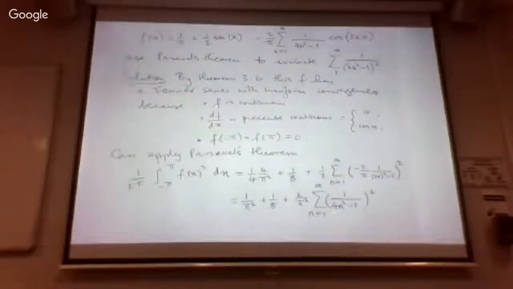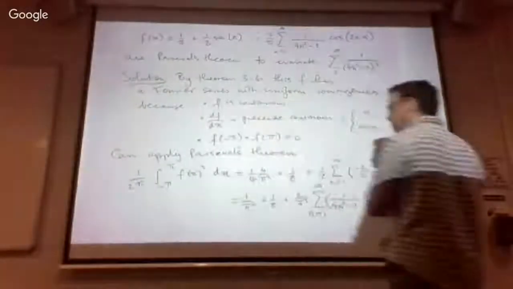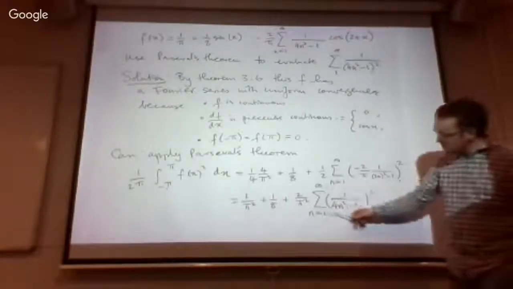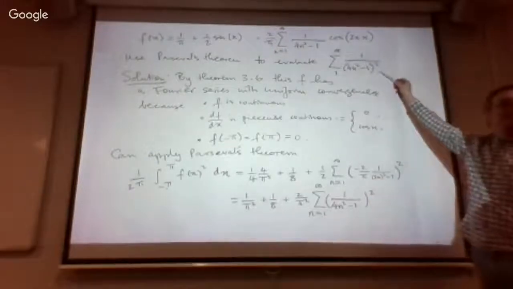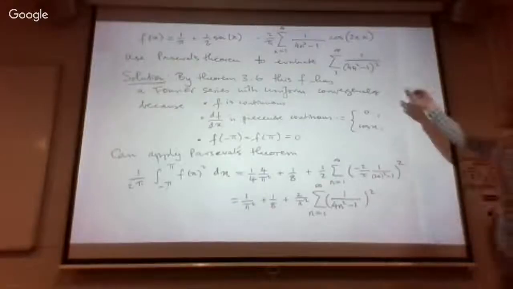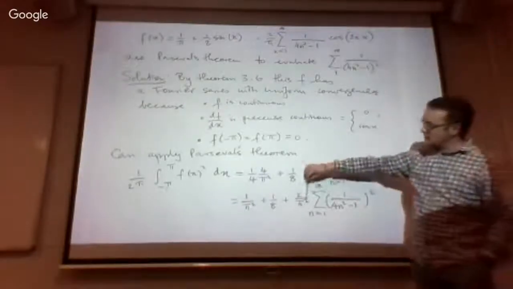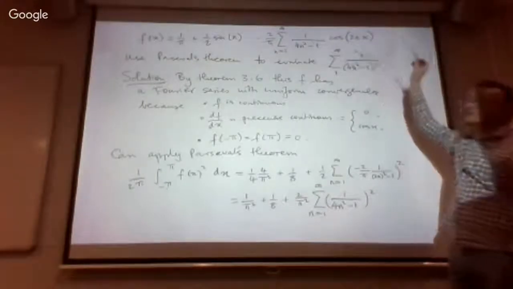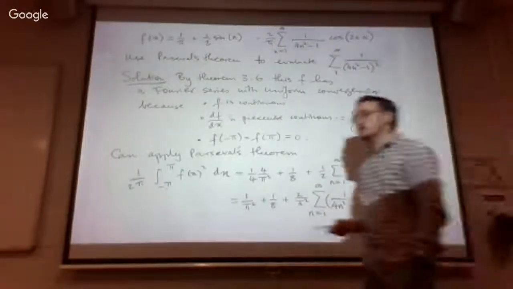So you just have to be very careful with applying Parseval's theorem, reading off the coefficients, squaring them, and doing the appropriate things to them. So you see this series here is exactly the series that we were asked to evaluate. It's essentially the main part, with some kind of scaling at the front, of the sum of the squares of all the coefficients in the Fourier series.